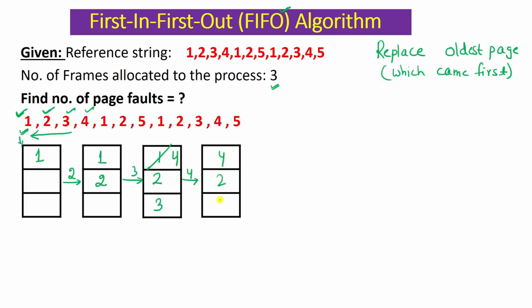So that means 4, 2, 3 is my new content of the frame. Okay, the same way, now I will go for the 1. So 1 is searched here. 1 is not present. So again for 1, my page fault will be generated.